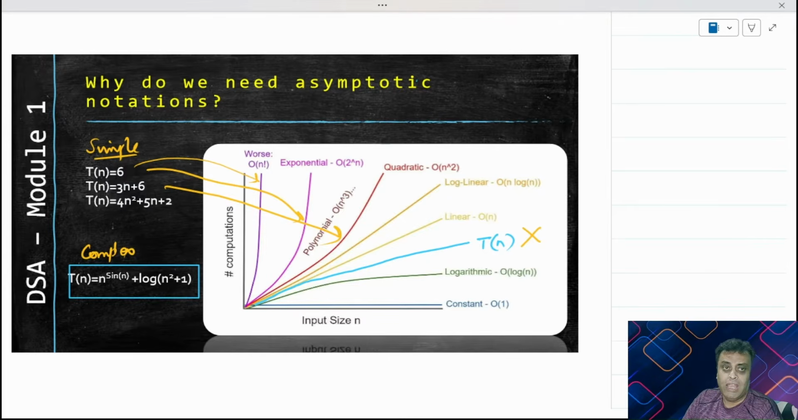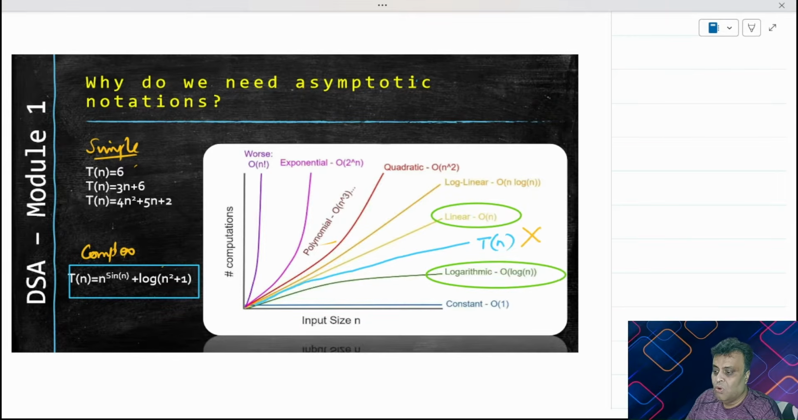They will define that while yes, you cannot say what complexity class they fall under, but at least you can say that the complexity of your code will not exceed the linear class, and the complexity of your code will not go below the logarithmic class. So what you just now defined is the big O notation to identify the upper bound of your algorithm, and omega to identify the lower bound of your algorithm.